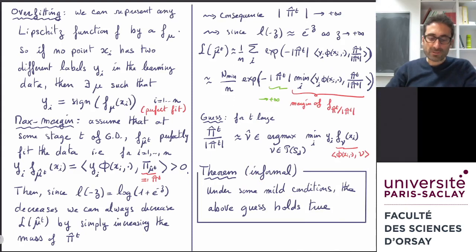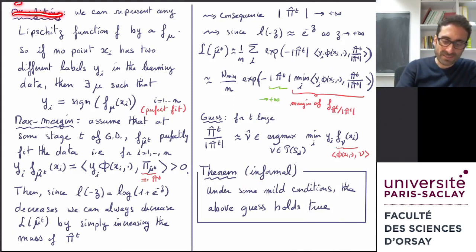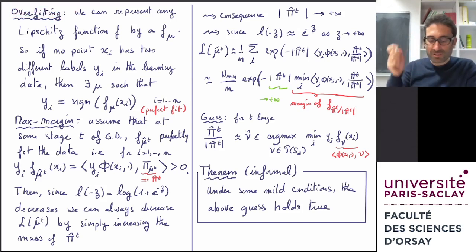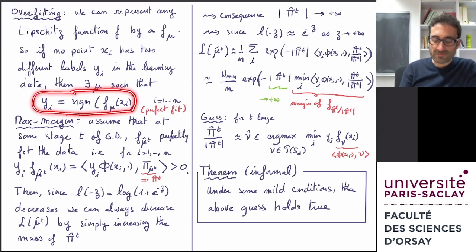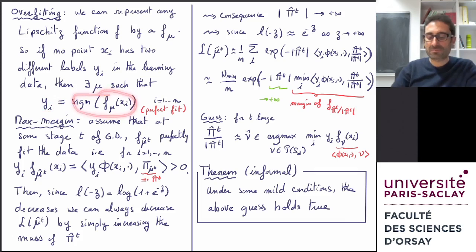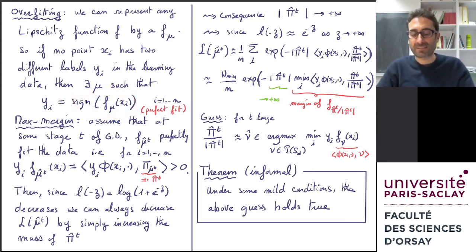Okay, so let us look at the interpolation setting. In terms of overfitting, I should write interpolation here. What is interpolation? Interpolation is when, for all your learning data set, you can predict y_i by taking the sign of your function evaluated at x_i.